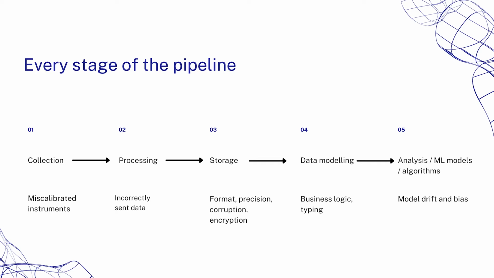You've then got data modeling, feeding off that storage layer. What is the business logic that transforms this raw data into a consumable data model, whether it's a table or a view? Are those columns correctly typed? Is it usable data?